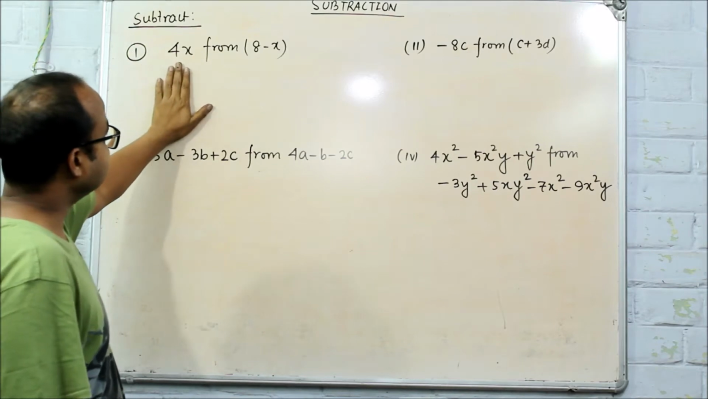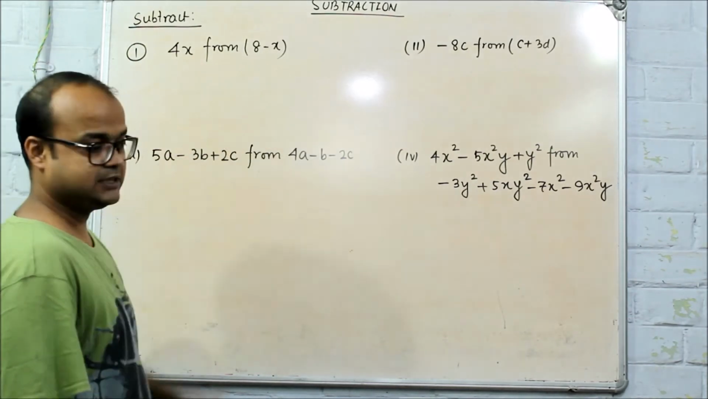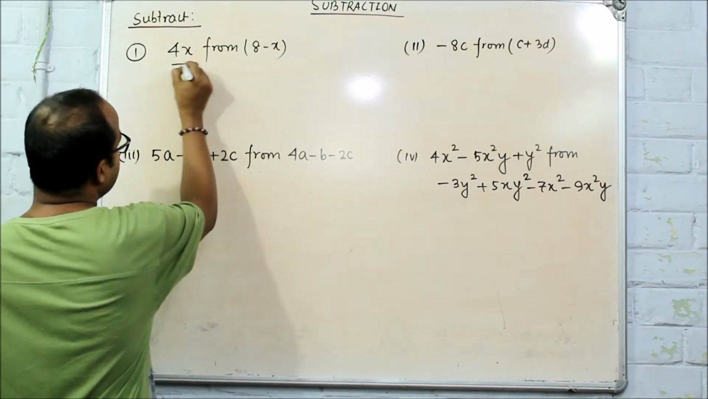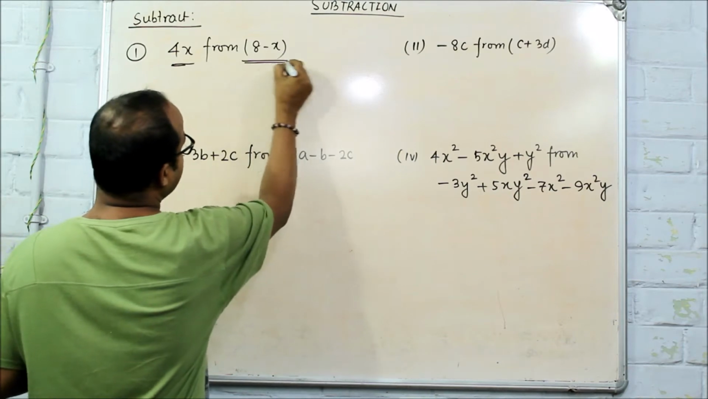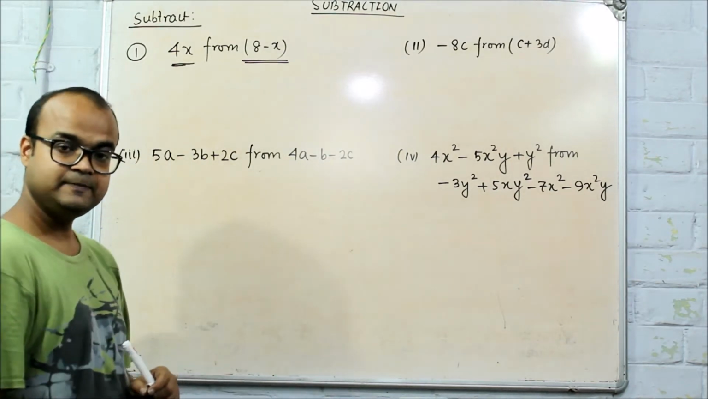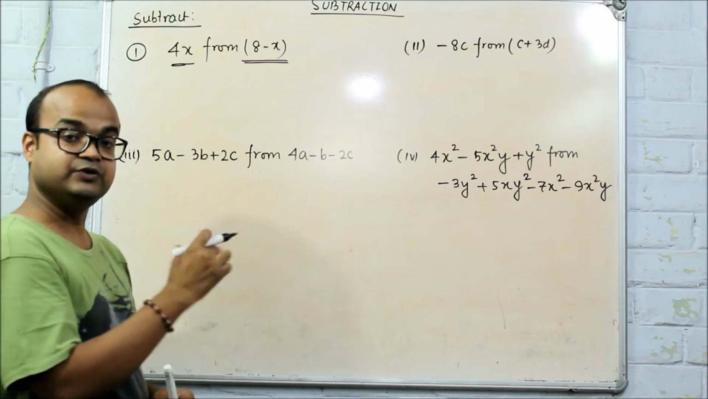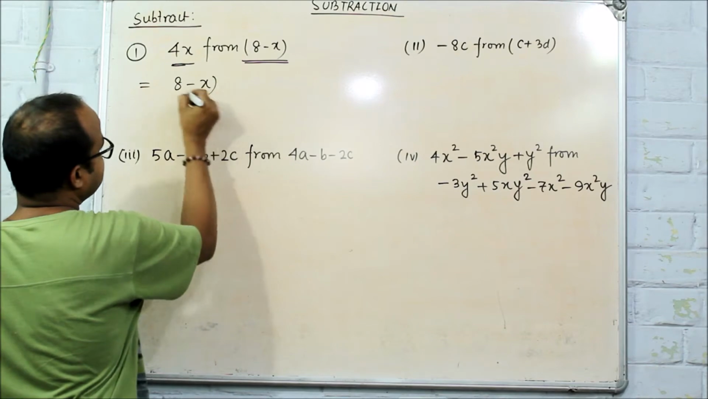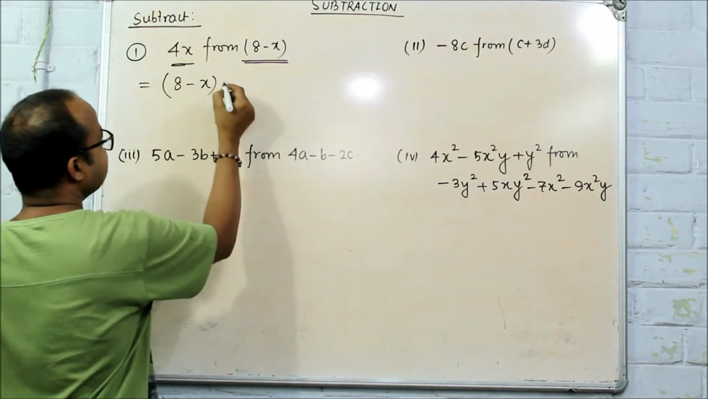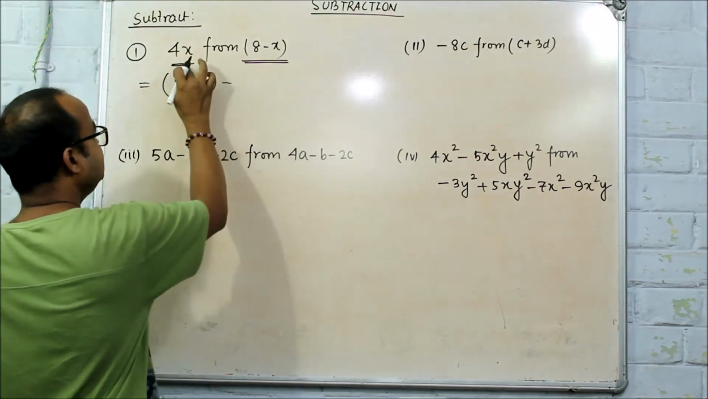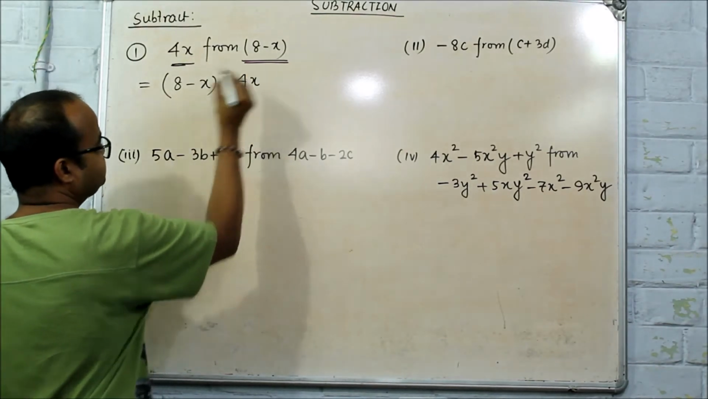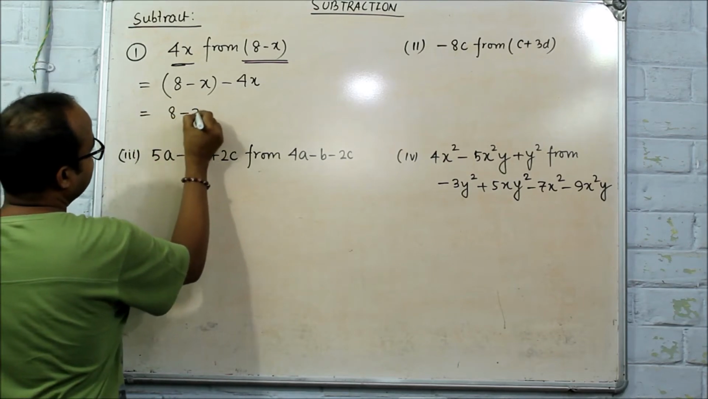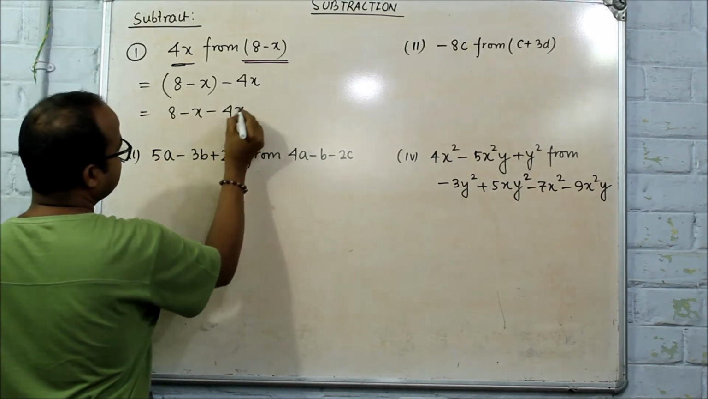Subtract 4x from 8 minus x. The first thing you need to remember is that we need to subtract 4x from 8 minus x. Clear? So 8 minus x we write first. We need to subtract, so we put a minus sign before 4x. So we write 4x. Clear? Now we open up the bracket: 8 minus x minus 4x.